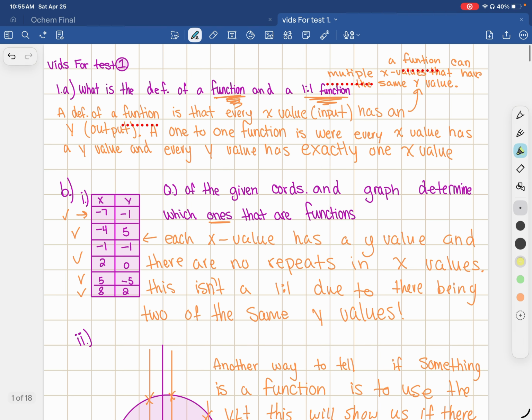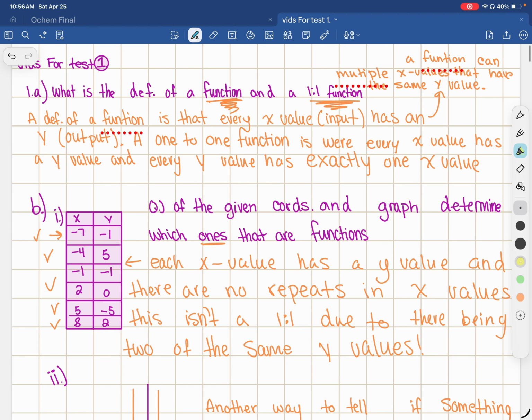So our first question is asking us 1a, what is the definition of a function and a one-to-one function? The original question asks for a one-to-one function, but while we're here, we might as well talk about the definition of a regular function as well. So the definition of a function is that every x value, or input value, they're the same, interchangeable, every input or every x value has an output.